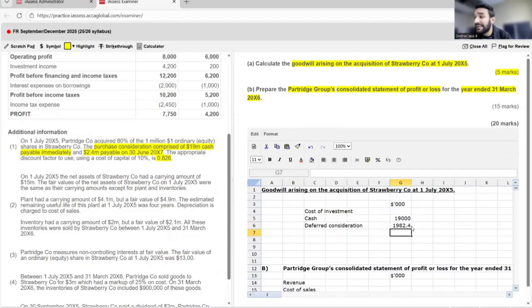Okay, so it's 1982.4, right? So you got the answer this correctly. It's 1982.4. And what about its cash deferred consideration is there, right? Now remember, when you are going to unwind this, make sure that you are using the 10% rate.